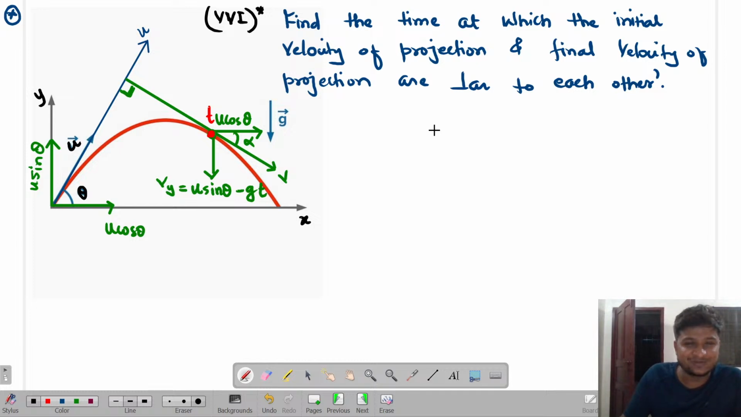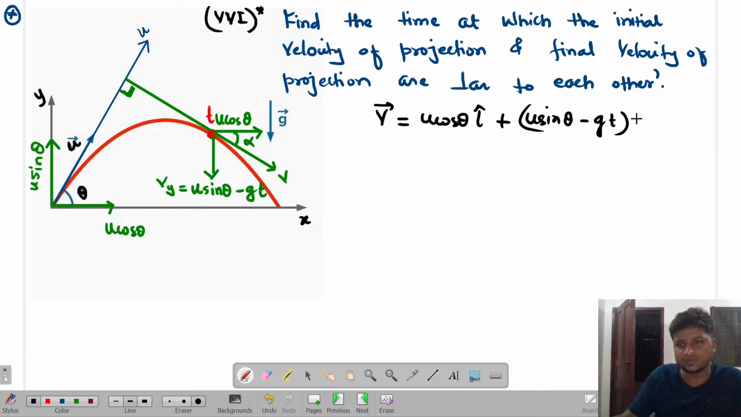तो देख, सुन अभी। तो अपन के पास वेलोसिटी वेक्टर क्या लिख सकते हैं? Basically the final velocity vector is written as u cos theta i cap plus (u sin theta minus gt) j cap. See how to do this problem. While the initial velocity vector is written as u cos theta i cap plus u sin theta j cap.